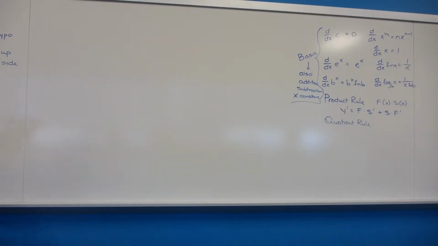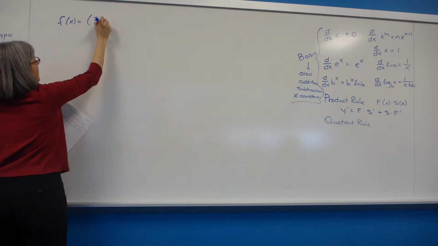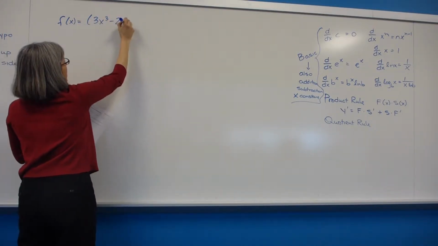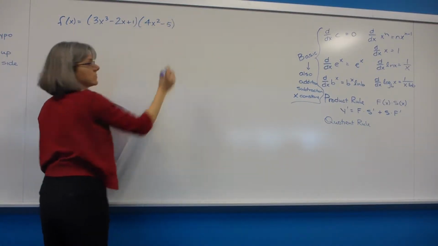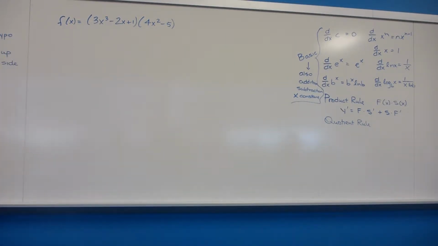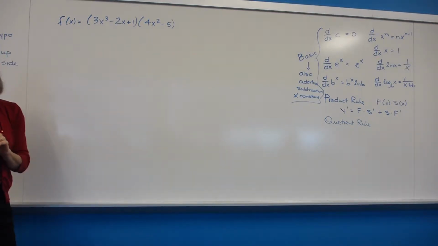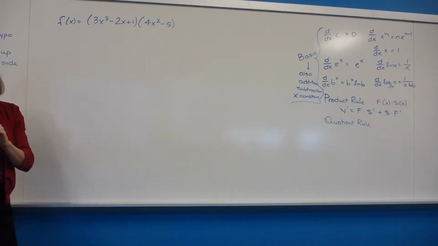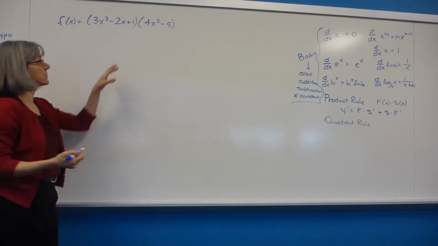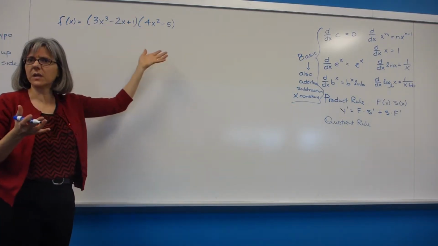All right, so here's one. F of x equals 3x cubed minus 2x plus 1 times 4x squared minus 5. What kind of a function is this? What happens if I multiply it all out? What do I get? Well, it's not a quadratic, but it is a polynomial, right? If I multiply this out, I'm going to get an x to the 5th term and an x to the 3rd term and x to the. It's just going to be a long polynomial.